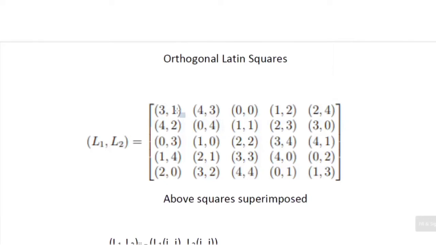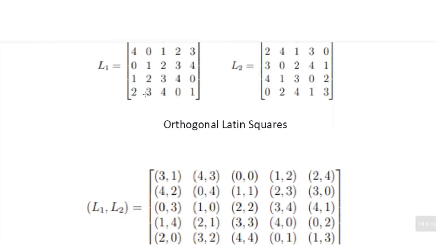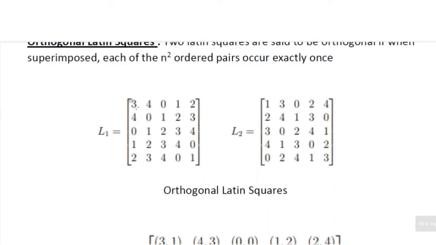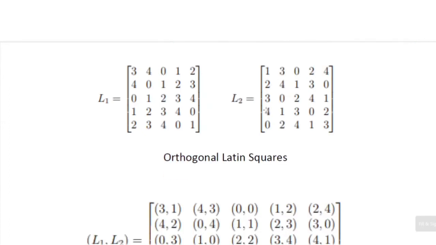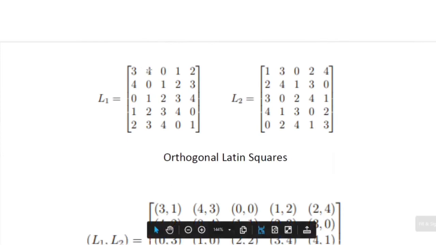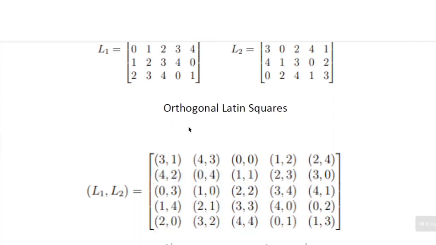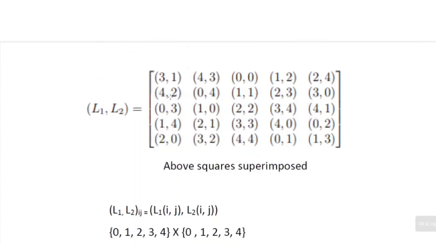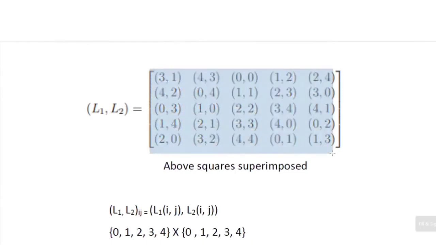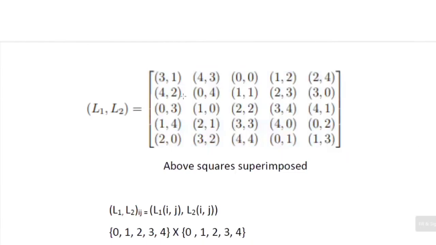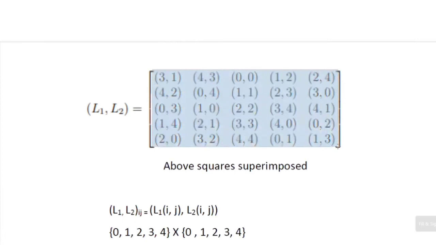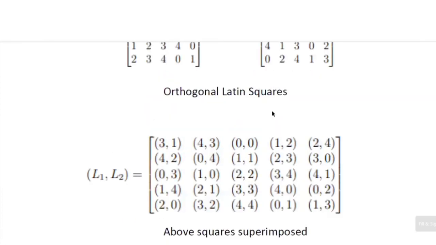As you can see, each ordered pair is formed by the corresponding positions in matrix L1 and also L2. So this position in L1 and this position in L2 form 3,1. Similarly, you can see that 4,3 is formed by this 4 and this 3 over here. The set of these ordered pairs has to satisfy the condition that all of them are distinct.